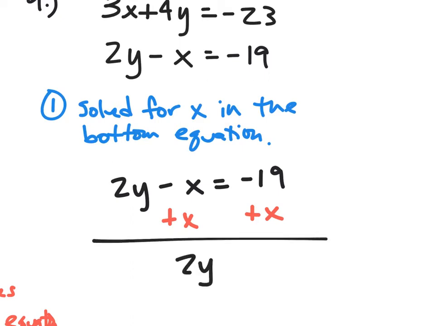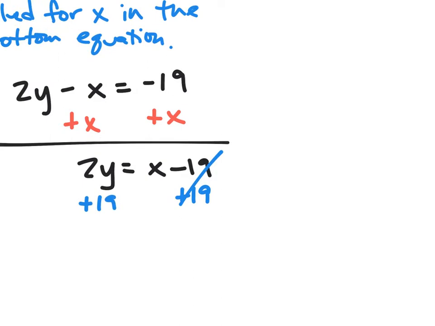And I got 2y is equal to x minus 19. And then I added 19 to both sides. All I'm doing is just moving stuff around. And I get 2y plus 19 is equal to x. I'm just solving that equation for x.